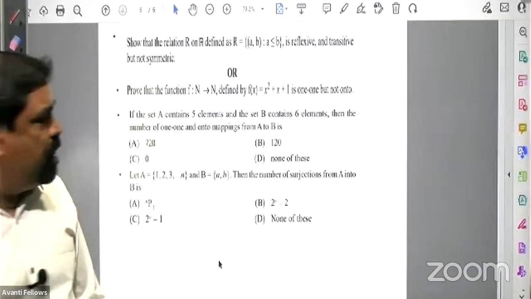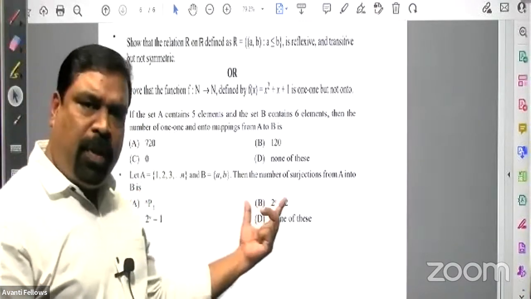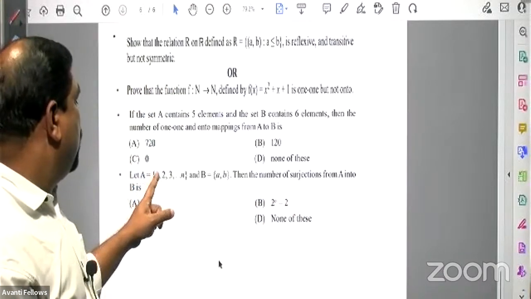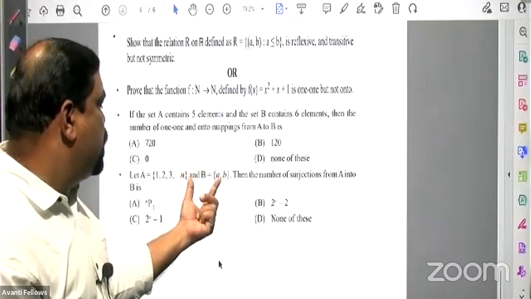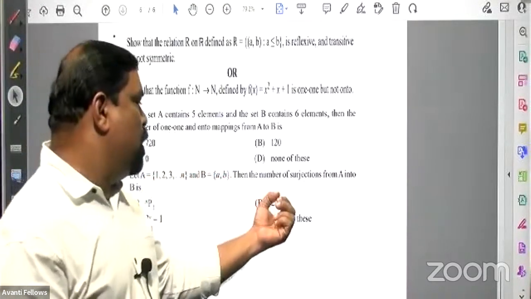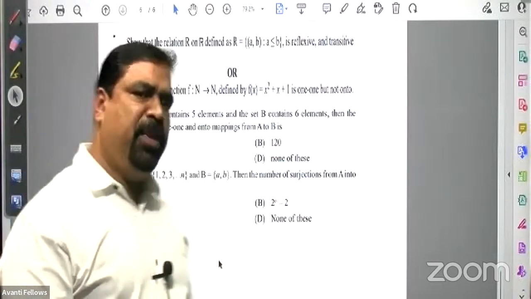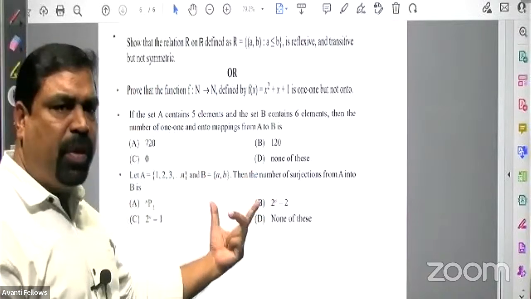I have a question, the same question. These questions are from NCERT exemplar problems actually. A set A contains n elements and set B contains 2 elements. Then the number of surjections from A into B. Number of surjections means number of onto functions. It's the generalized question actually, this one.